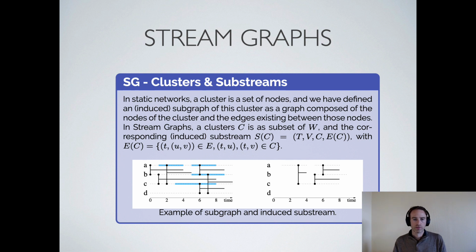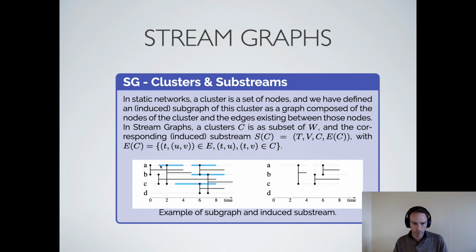Another element we can redefine is the notion of clusters and substreams. A cluster in a static graph was a set of nodes. A community was a set of nodes. But in a dynamic network, what we want to define now is a set of node-times. And from this we can define a substream, like before we had defined subgraphs. So a substream will be a stream which is defined by a cluster composed of node-times.